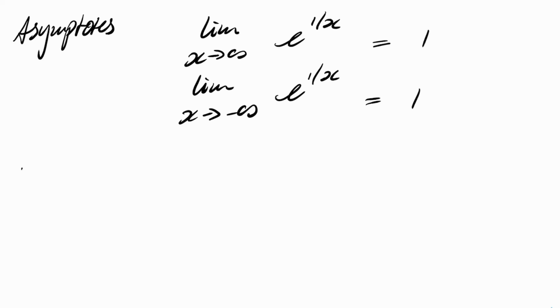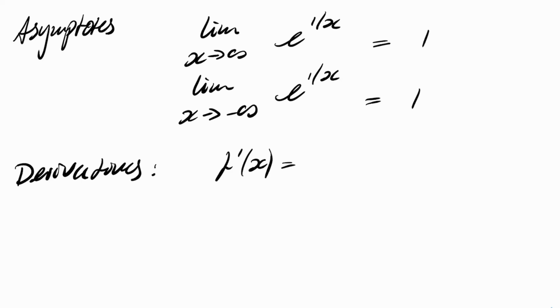Now let's look at the derivatives. The first derivative is minus 1 over x squared times e to the 1 over x, which is less than 0 for all x. The function isn't defined at x equals 0, of course, so this means that the function is decreasing everywhere.